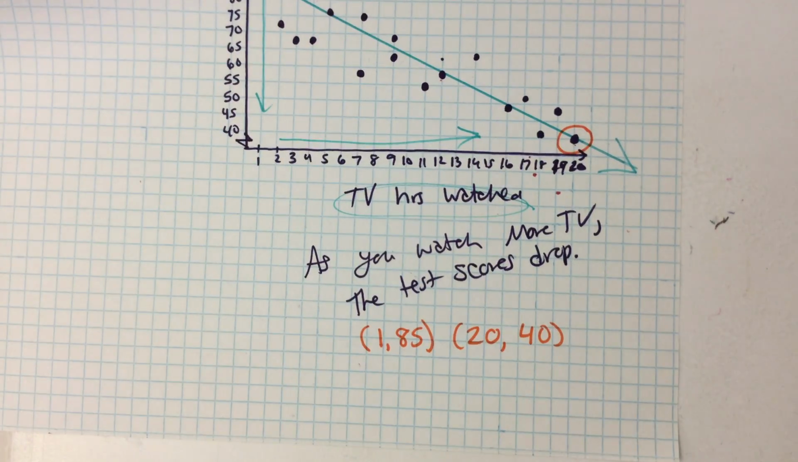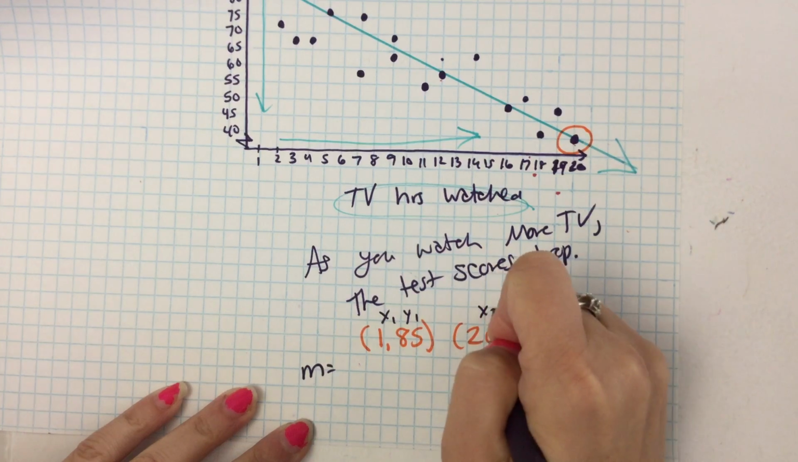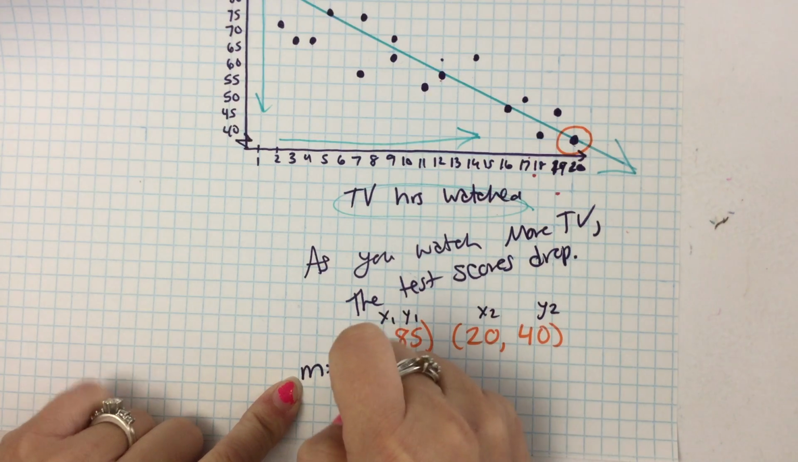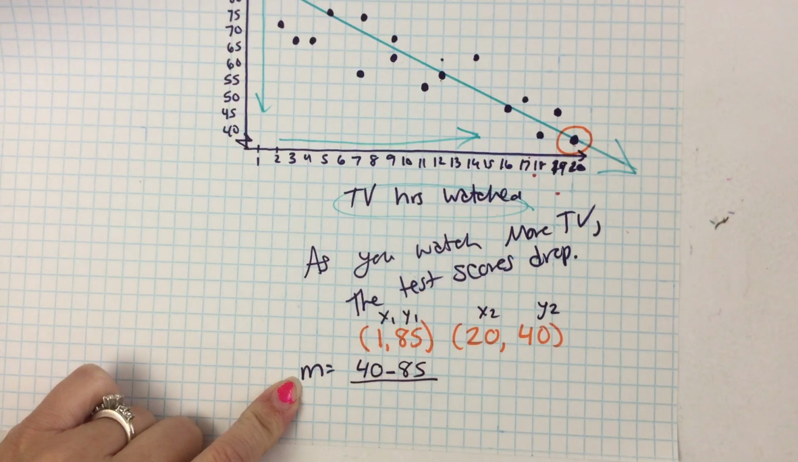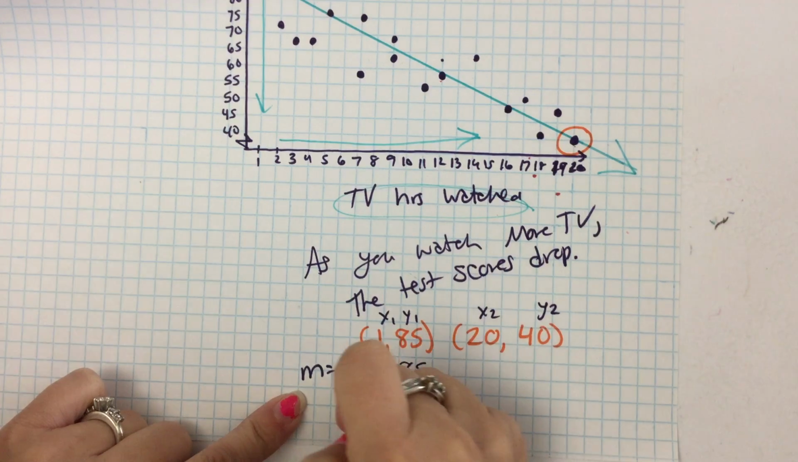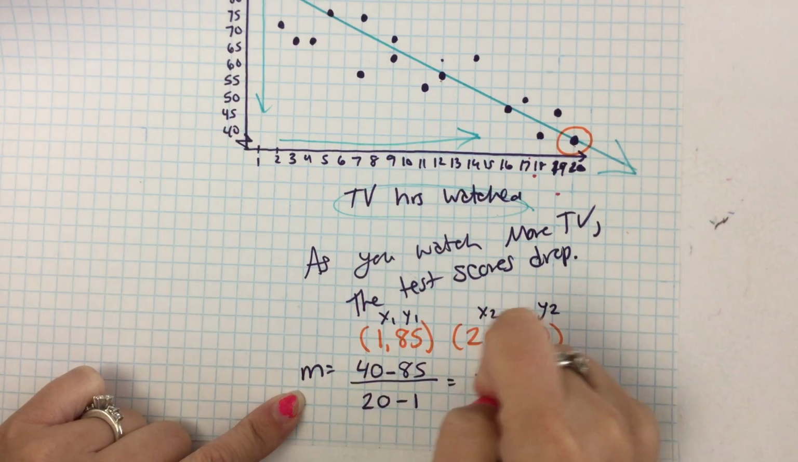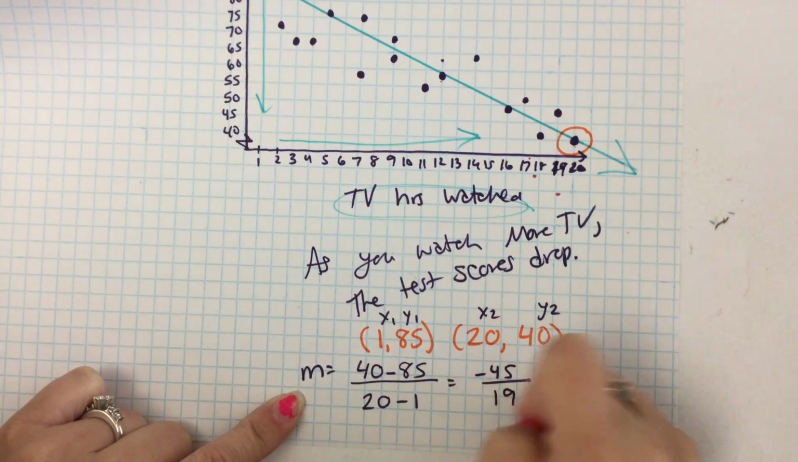Now, if we are going to find an equation, you have to first find the slope. The slope, remember, this is x1, y1. This is x2, y2. To find the slope, it is the second y, 40, minus the first y. For me, it's 85. If your numbers are different, that's fine, because you have a different line than me. It's just the process. Second x, 20, minus first x, 1. If I take 40 minus 85, I have a negative 45 over 20 minus 1, which is 19.